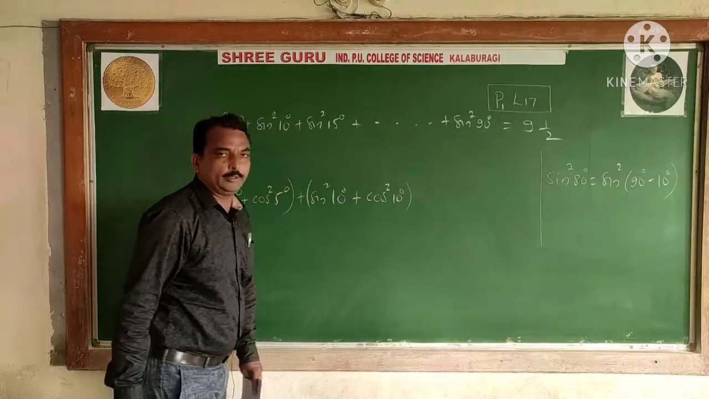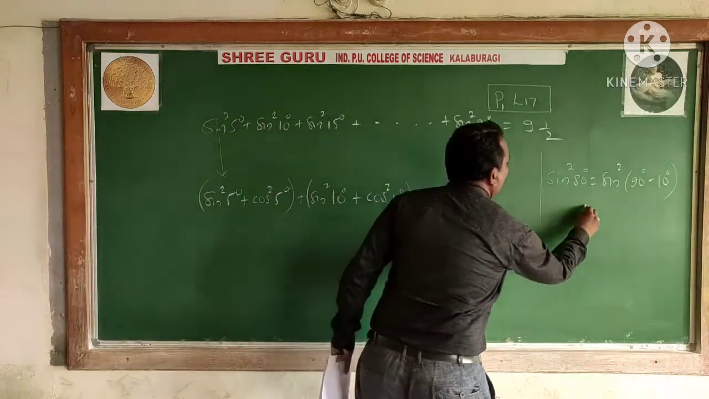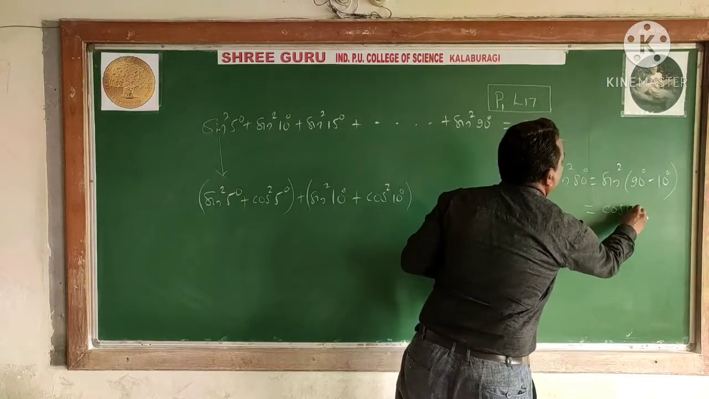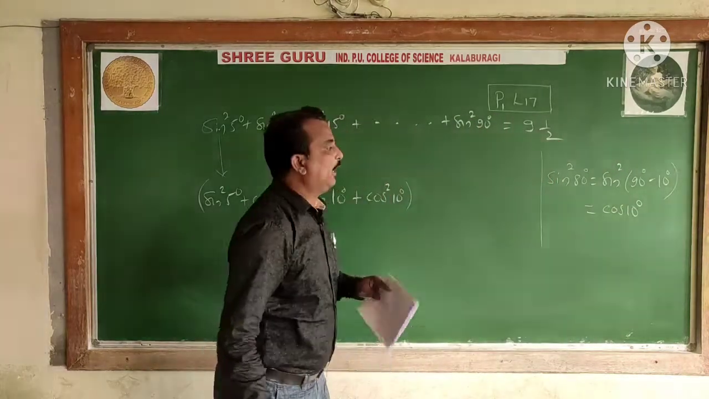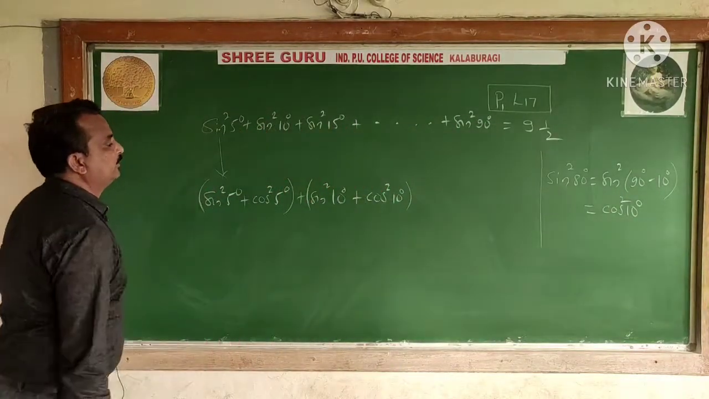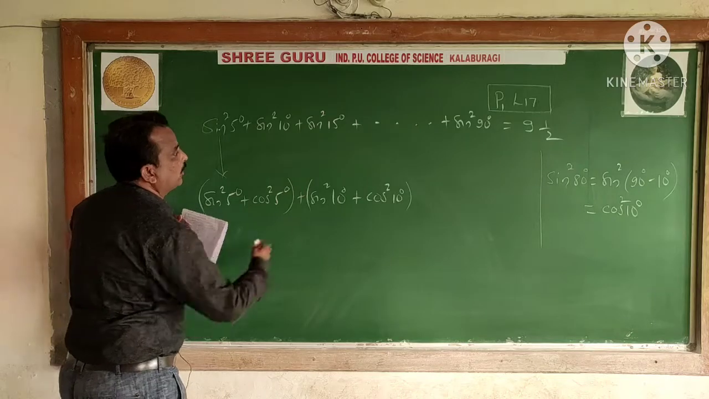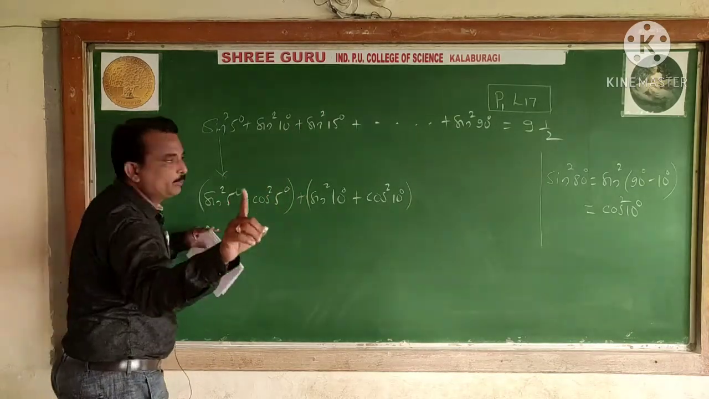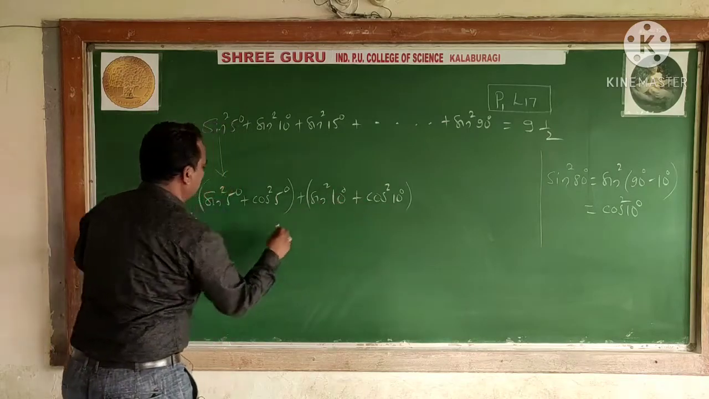Is it possible, right? Whatever the power. This is equal to, sin changes to cos. This is the cos 10 degree, square of that one. In the first quadrant, all functions are positive. So it is cos square 10 degree. Like that, we have converted here. So sin square 5 plus cos square 5 becomes 1. Sin square 10 plus cos square 10 becomes 1.